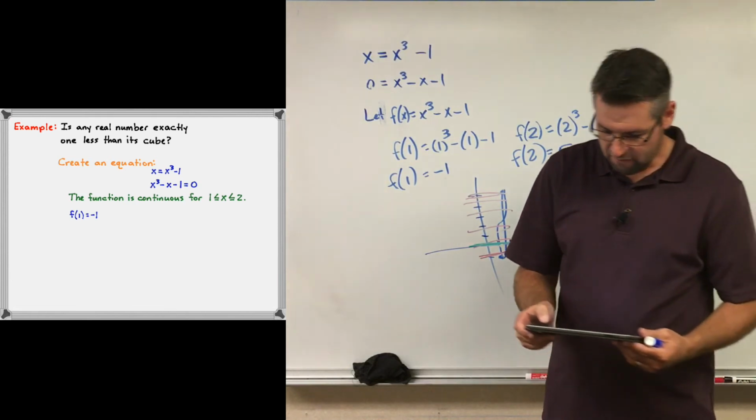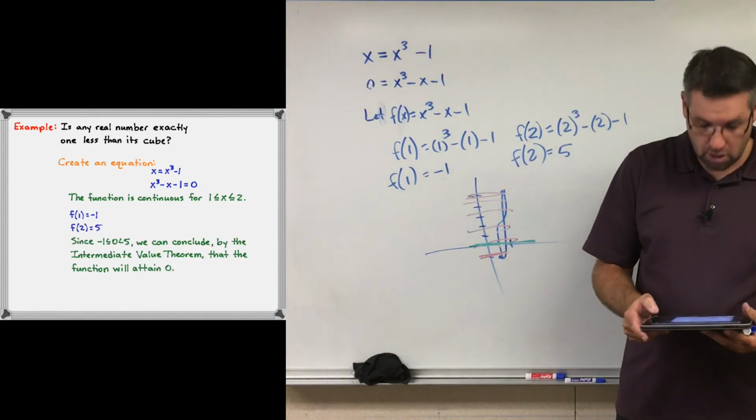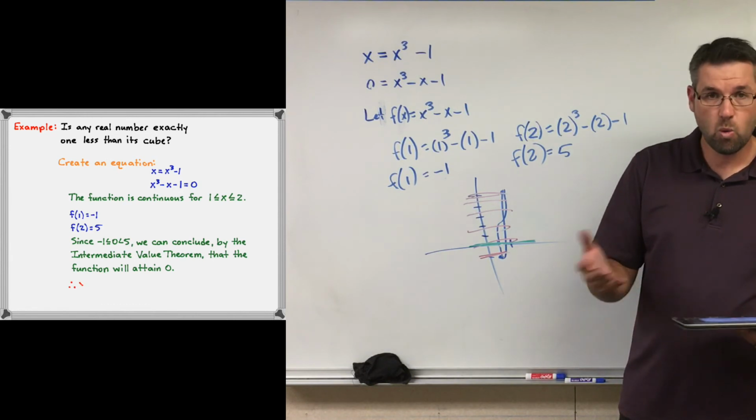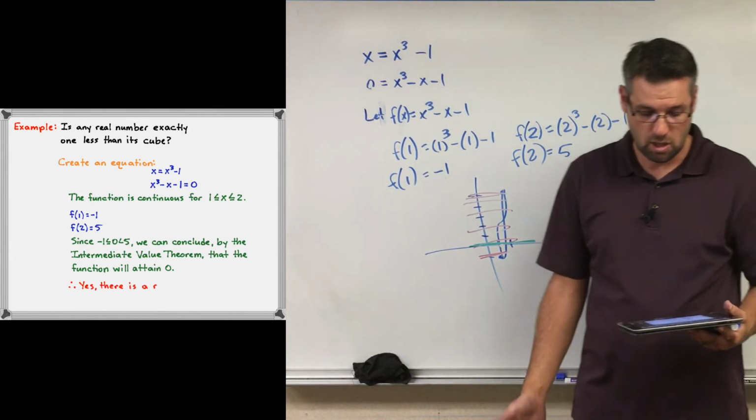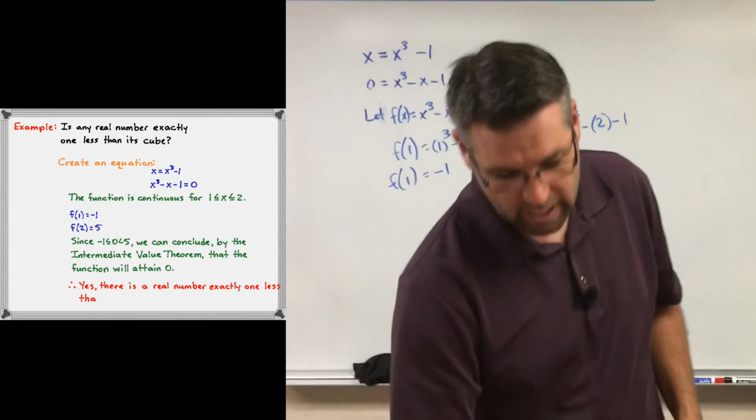Okay? So f of 1 is -1 and f of 2 is 5. And since 0 is between -1 and 5, we know that the function must pass through 0 by the intermediate value theorem, and therefore there is one answer.